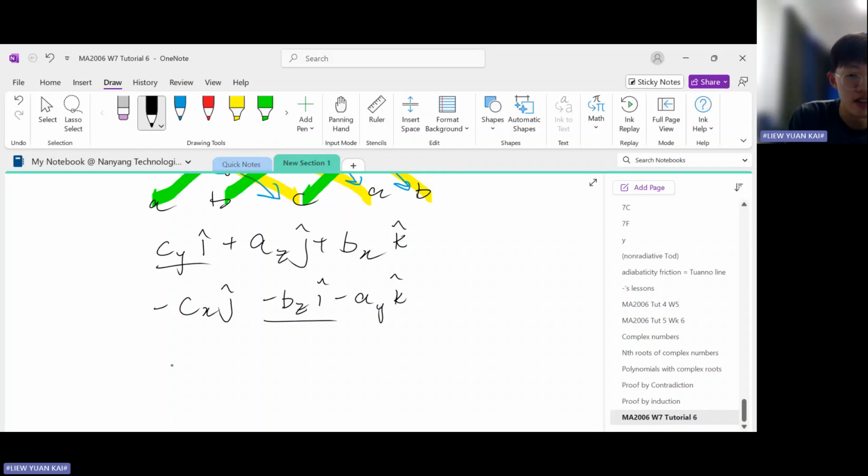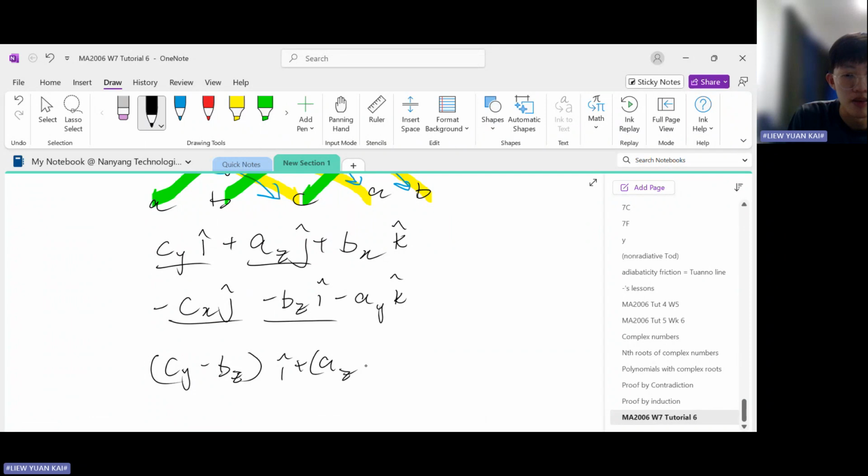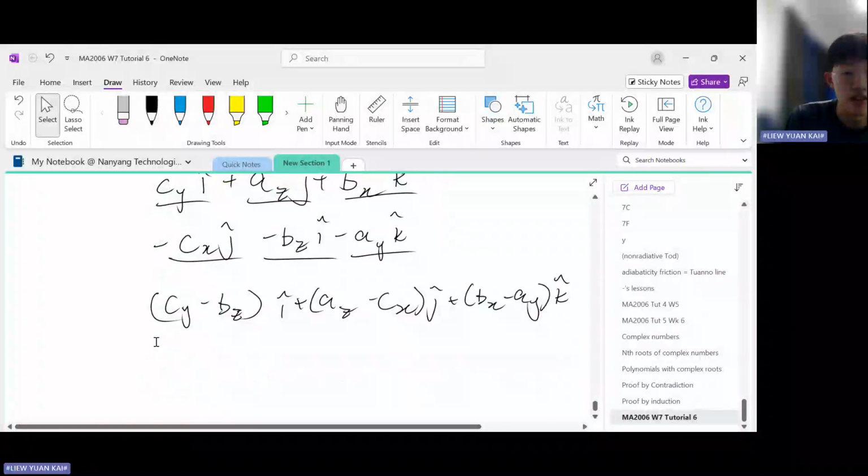Okay, now group the like terms together. The I with I, CY minus BZ I. The J with the J, AZ minus CX J. And the K with the K, BX minus AY K. Okay, so this is curl of F. This is curl of F.